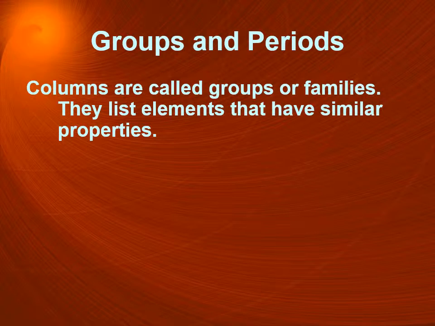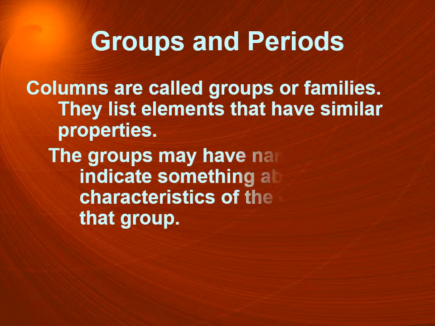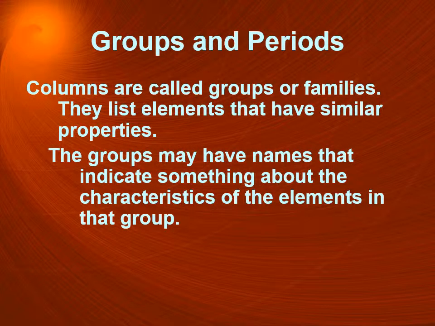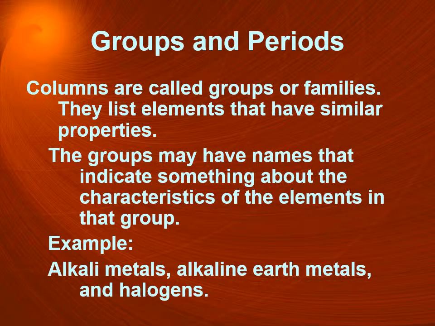The periodic table is arranged in groups and periods. The columns are called groups or families. They list elements that have similar chemical properties. The groups may also have names to indicate something about the characteristics of the elements in that group. For example, alkali metals, alkali earth metals, and halogens are all individual families.